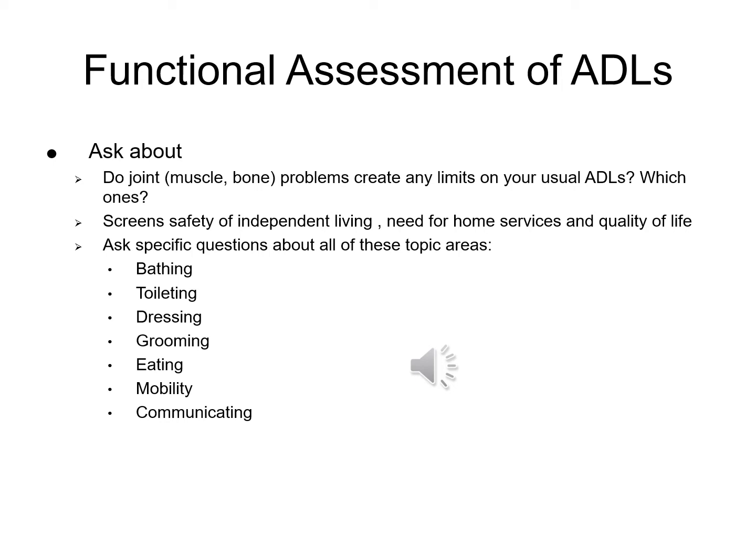if they have good quality of care, if they're getting the correct care. Is it affecting their life drastically at home? Would they be better in an assisted living area? So you're going to ask specific questions about bathing, toileting, dressing, grooming, eating, mobility, and communicating.